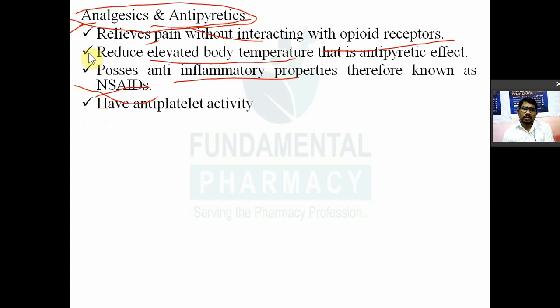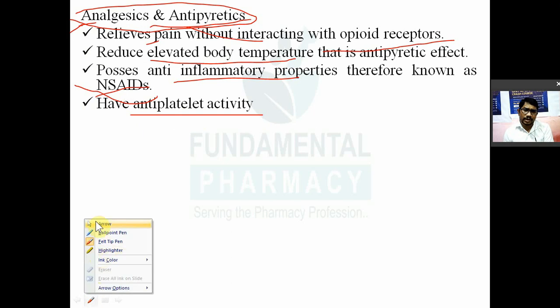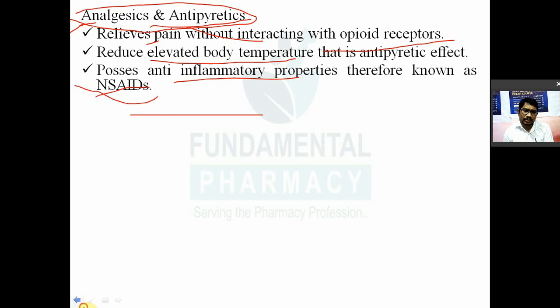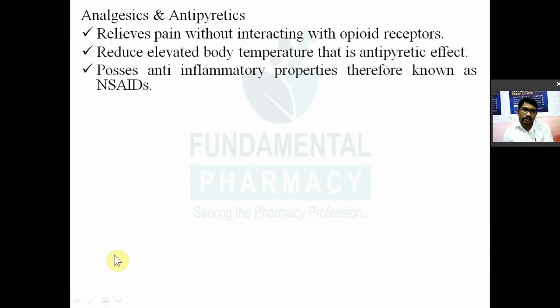Most of these NSAIDs are also antiplatelet drugs. So for example, phenylbutazone has an antiplatelet activity, your aspirin has an antiplatelet activity. So analgesic antipyretic, these are the drugs which decrease the pain, which decrease the increased body temperature, and also they are anti-inflammatory in nature. Okay? And they do not have steroid in their structure.